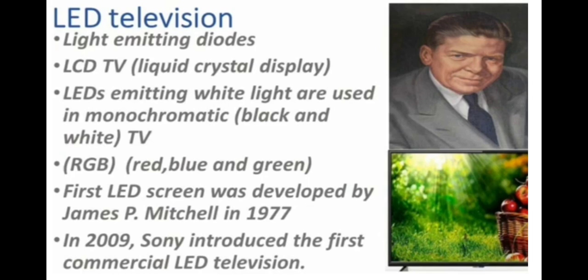Next, LED television. Light emitting diodes, LCD TV, liquid crystal display. LEDs emitting white light are used in monochromatic black and white TV. RGB means red, blue, and green. The first LED screen was developed by James B. Mitchell in 1977. In 2009, Sony introduced the first commercial LED television.